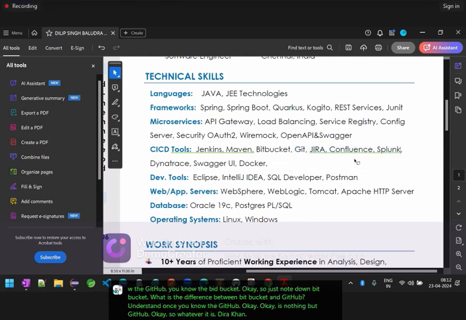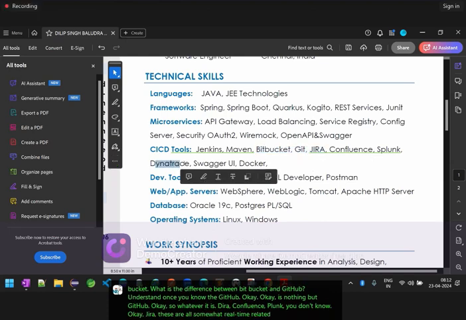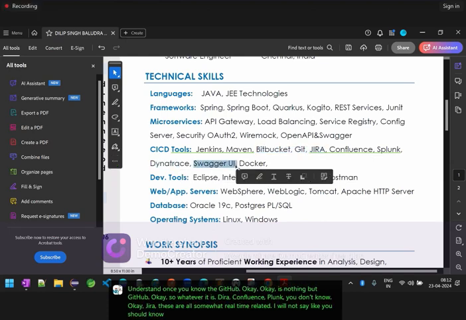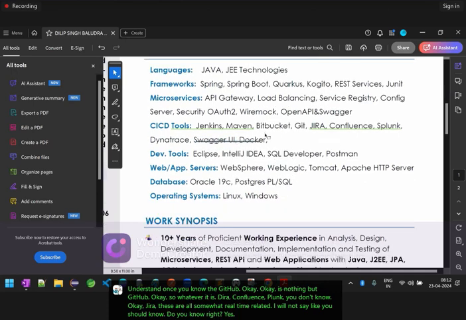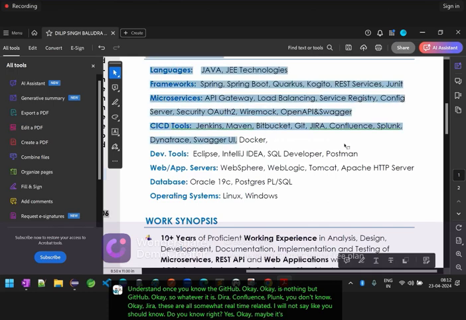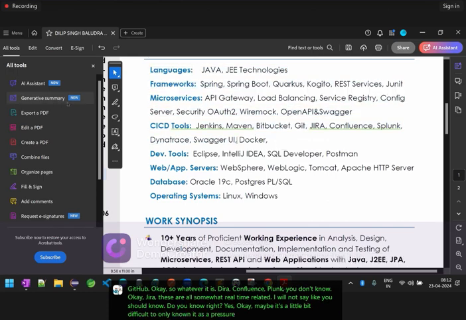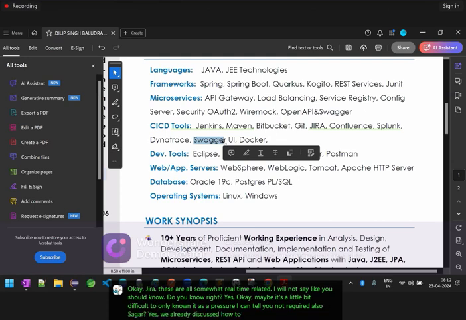Jira, Confluence, Splunk, you don't know. These are all somewhat real-time related. I will not say you should know them. Swagger UI, you know, right? Yes, a little. Good. And Docker, maybe it's a little bit difficult. As a fresher, I can tell you it is not required. Swagger, we already discussed how to see the Swagger document and how endpoints will be displayed there, right?